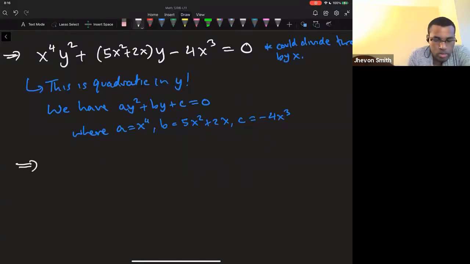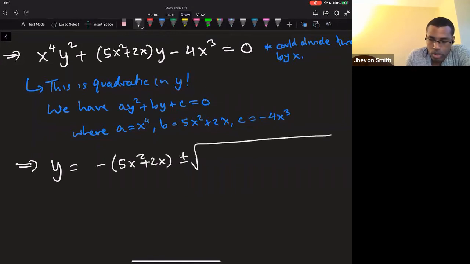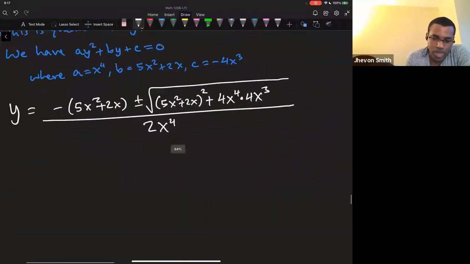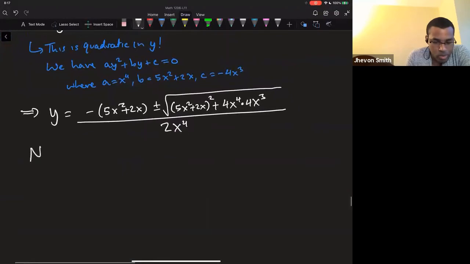So this means that I could solve for y equals minus b plus or minus the square root of b squared minus 4 times a times c, all over 2 times a. So that's your y. Now we find y prime.